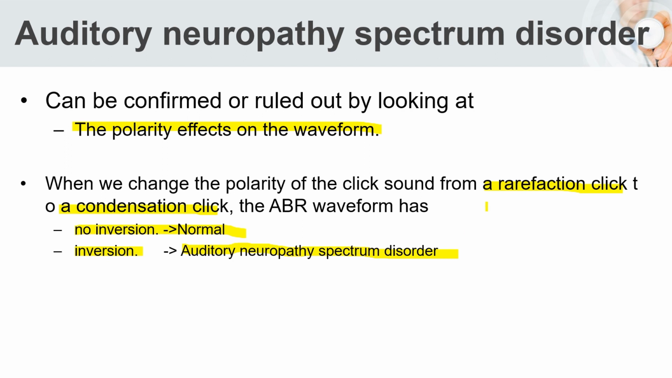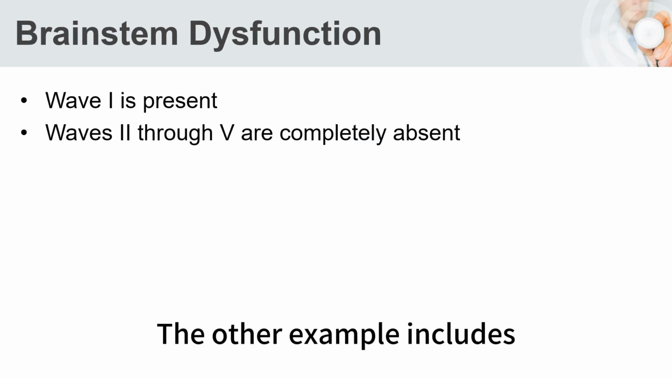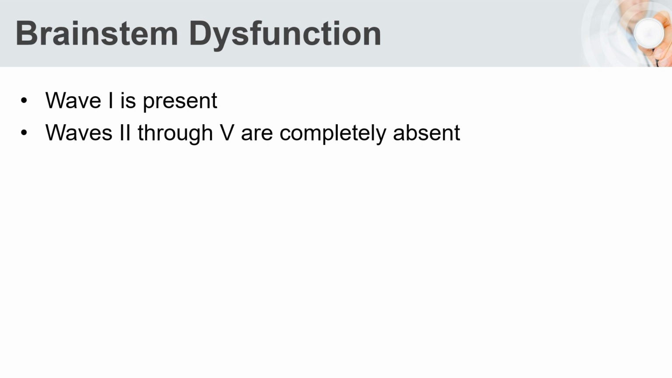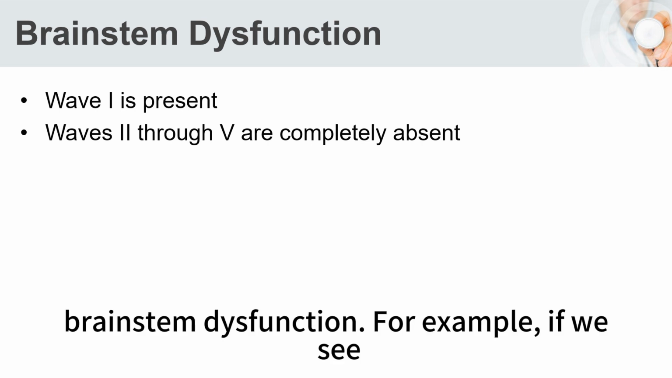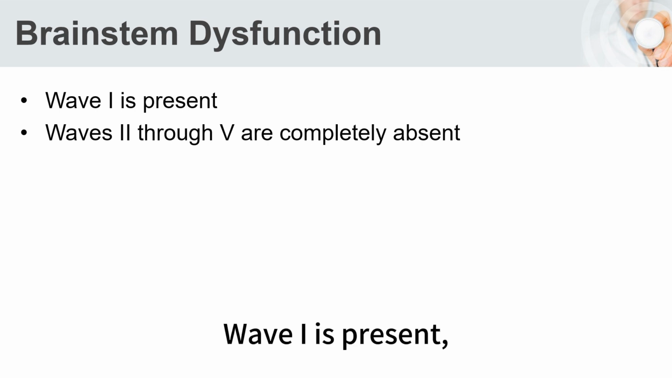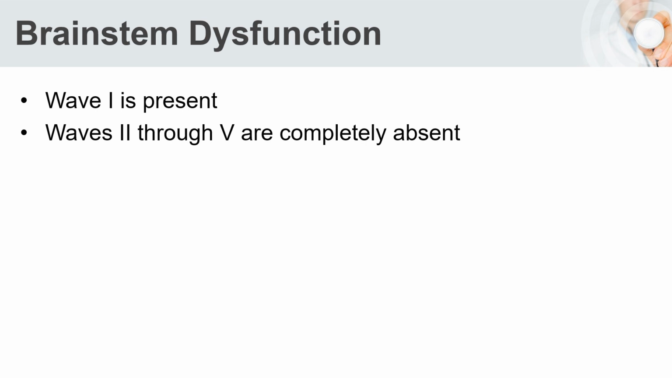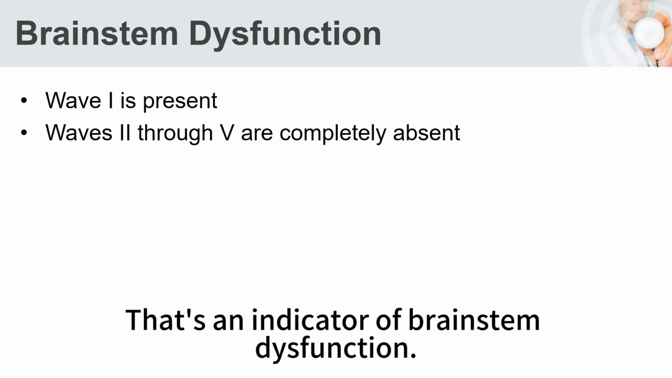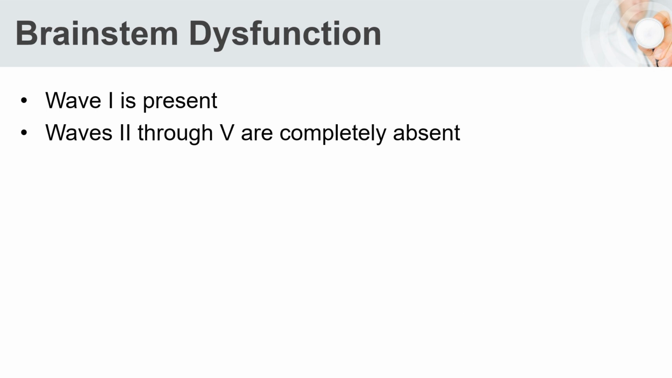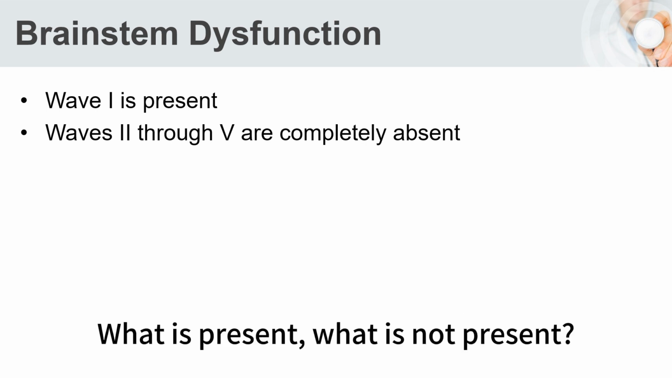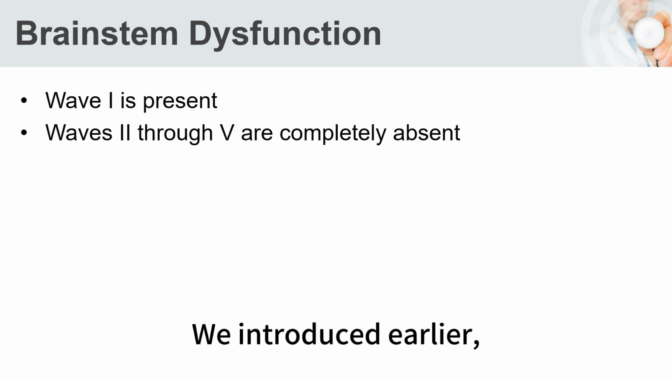And another example includes brainstem dysfunction. For example, if we see wave 1 is present, but wave 2 to wave 5 are not present, that's an indicator of brainstem dysfunction. What is present and what is not present, we introduced earlier.